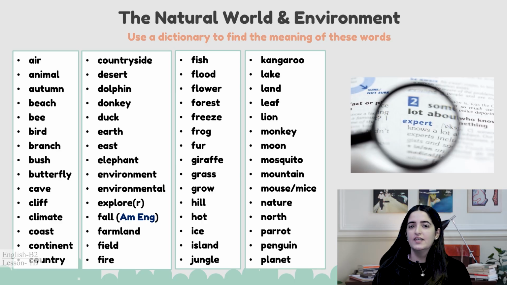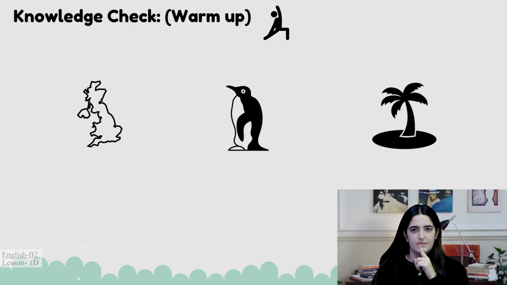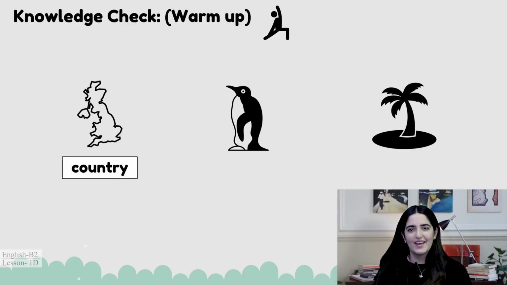Okay, great. Now let's do a quick knowledge check, right? Have a look at these three pictures. What are they? Let's look at the first one. Some of you might say the UK if you know your maps well. But what is the UK is really what I'm asking you. What is this? Pause and answer. It is a country. Okay, this picture was trying to represent a country. Maybe I didn't choose the best one, but that is a country.